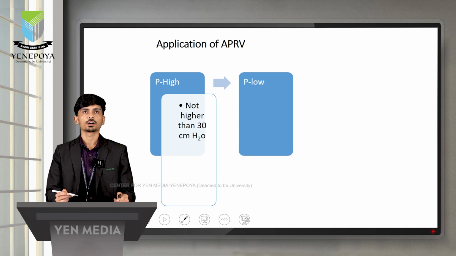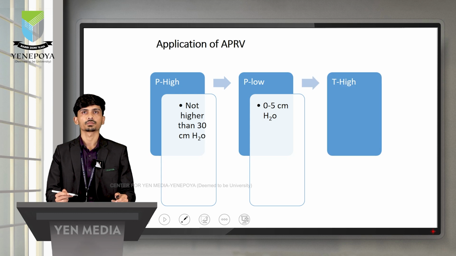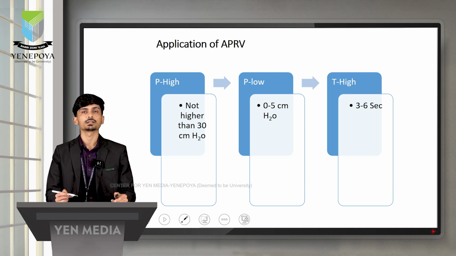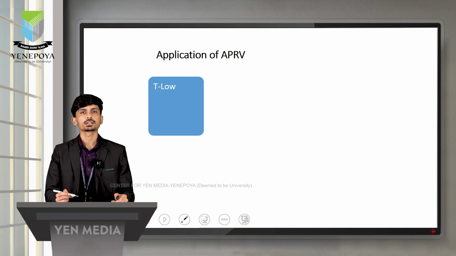Moving on to P low, how much do you set it? You usually set it from 0 to 5 centimeter of water, but the majority of the times it will be set at 0. How do you set T high, or what is the T high? T high is nothing but the time for which the higher pressure or P high will be maintained. So this will be set somewhere around 3 to 6 seconds, ideally around 5 seconds you will start. Next is T low. So this will be set somewhere between 0.5 to 0.8 seconds, but how do you set it?